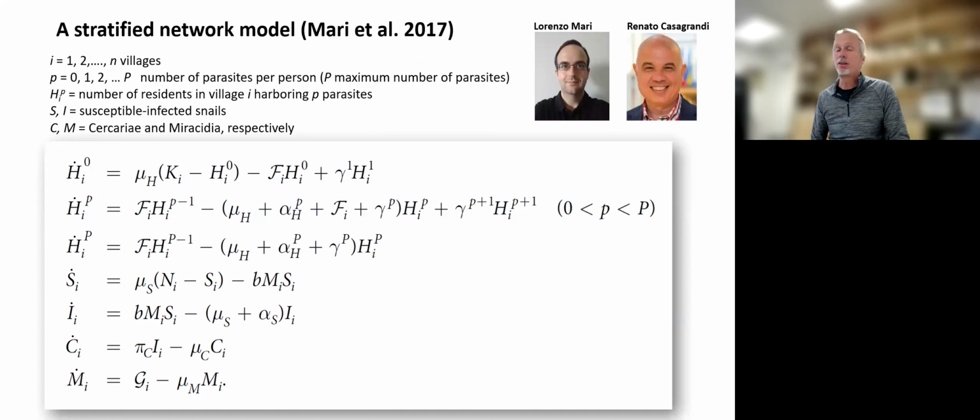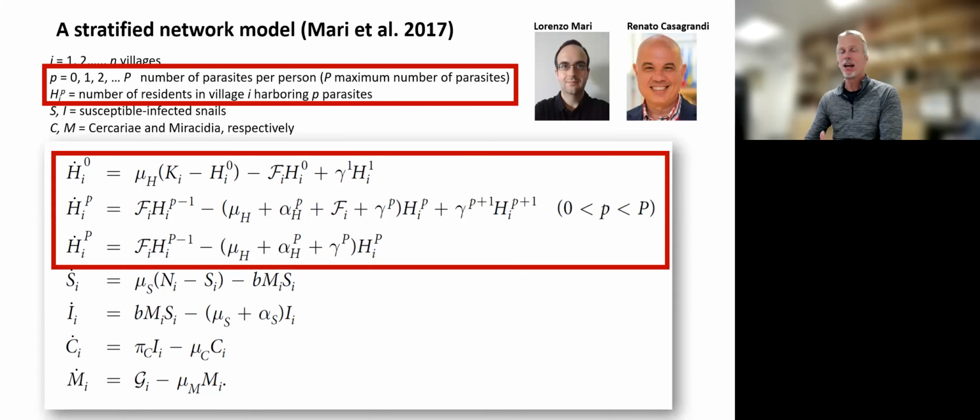Here we partner with my former mentor Marino Gatto and two of our students back then, now professors, Professor Lorenzo Mari and Professor Renato Casagrande in Politecnico di Milano, who developed these network models of schistosomiasis. So we had a model for all Senegal and villages. And Lorenzo and Renato use a stratified type of models.